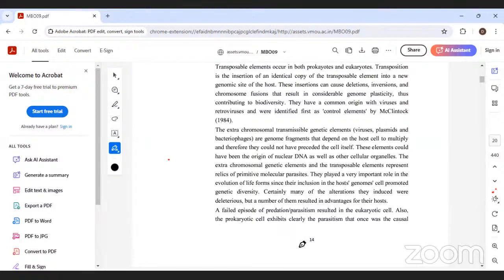The next one, the extrachromosomal transmissible genetic elements. These are also jumping genes, transposable genetic elements, and you can identify them as viruses, plasmids, and bacteriophages. These genome fragments depend on the host cell to multiply, and therefore they could not have preceded the cell itself. These elements could have been the origin of nuclear DNA as well as other cellular organelles.